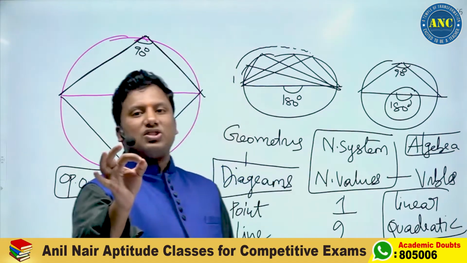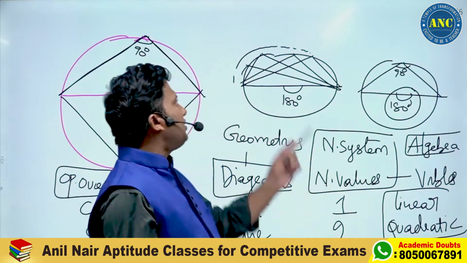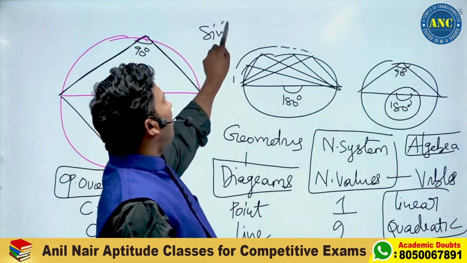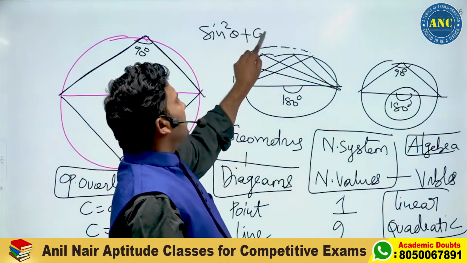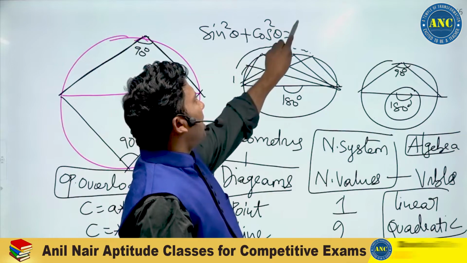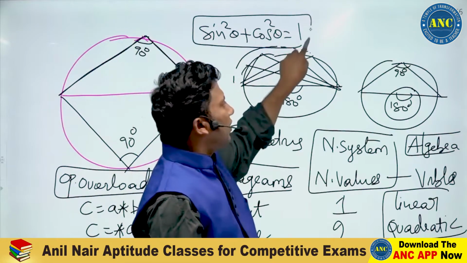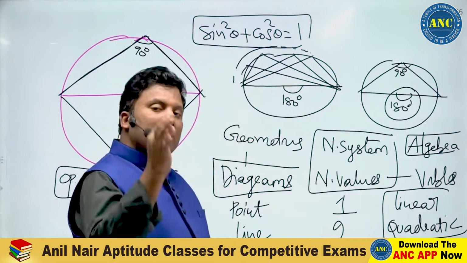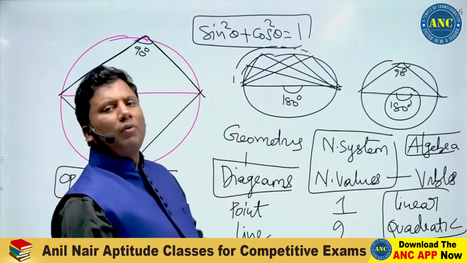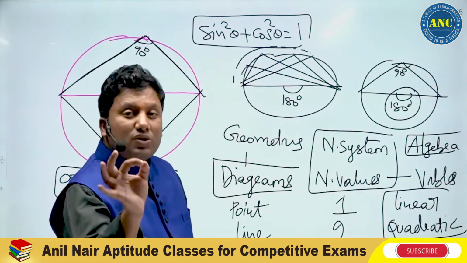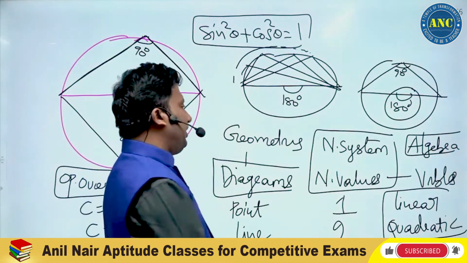Identity equation in algebra: an equation which is satisfied for all the values of theta. Sin square theta plus cos square theta is equivalent to 1. There is no upper cap or lower cap on theta. It is satisfied for all the values of theta.